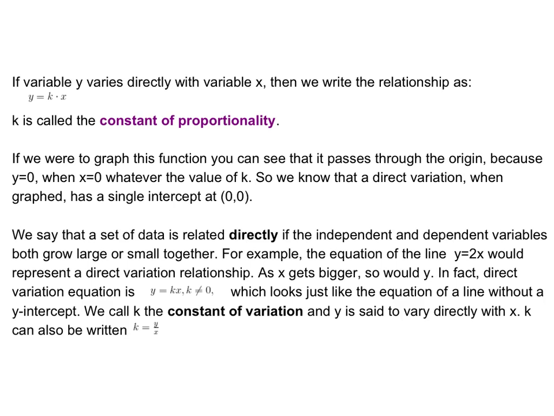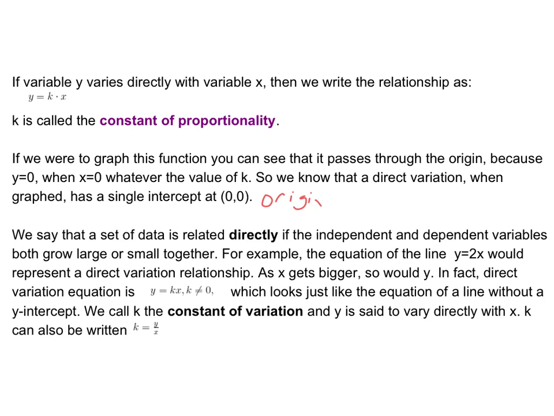Now if we were to graph this function, you can see that it passes through the origin, because y is 0 when x is 0 for whatever the value of k is. So we know that a direct variation, when graphed, has a single intercept at 0, 0, or as we would call it, the origin.